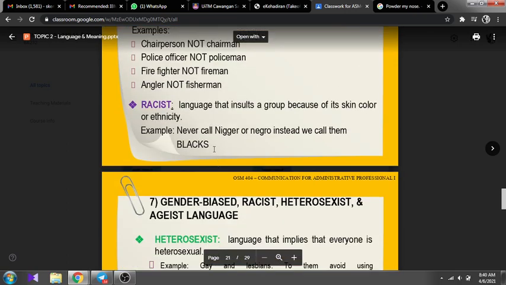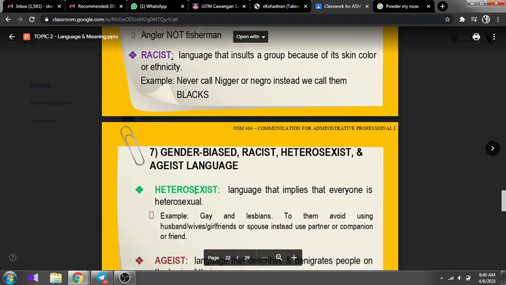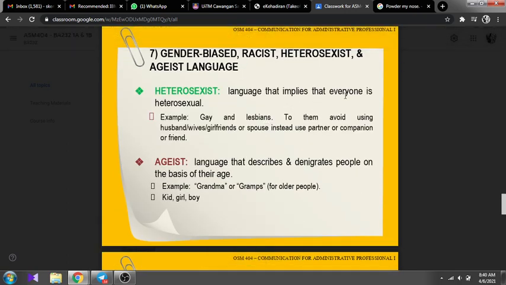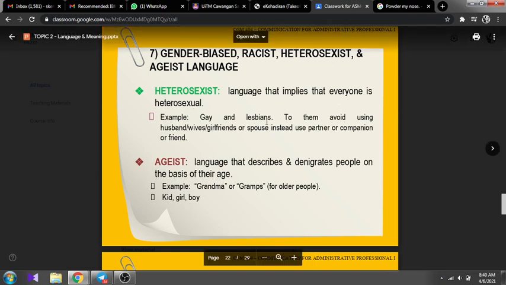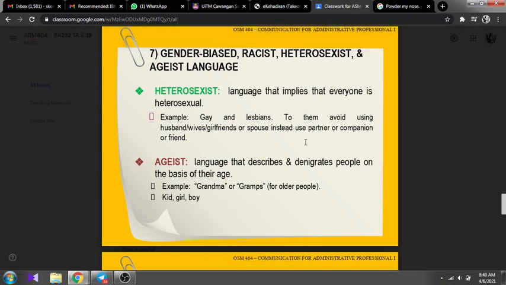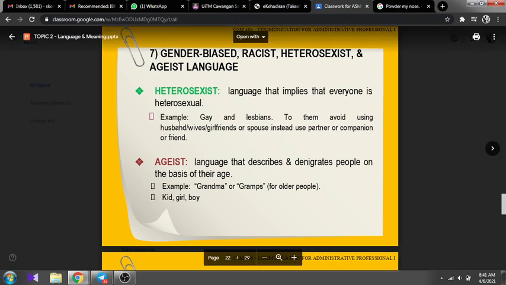Okay, this looks similar. Is it the same? This is heterosexist language that implies that everyone is heterosexual. For example, gay and lesbian people. Avoid using husband, wife, girlfriend, or spouse. Instead, use partner, companion or friends.